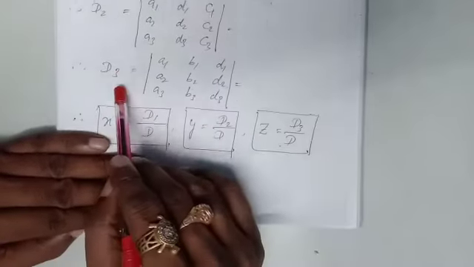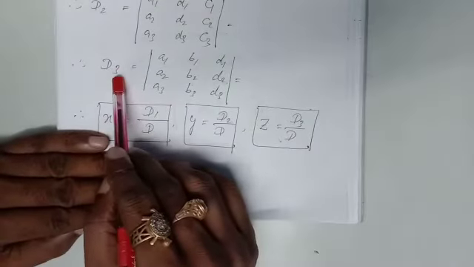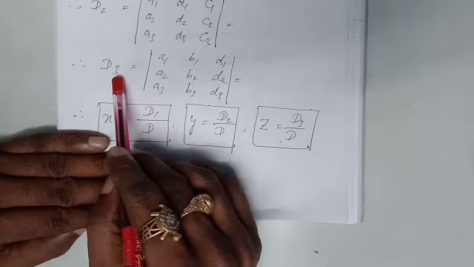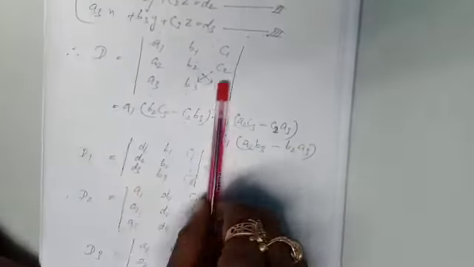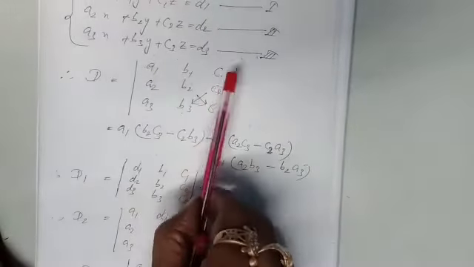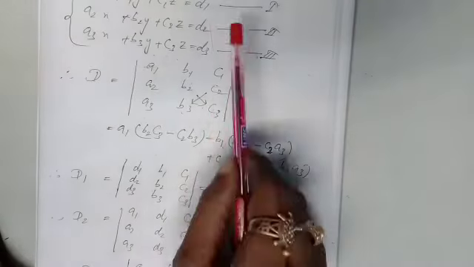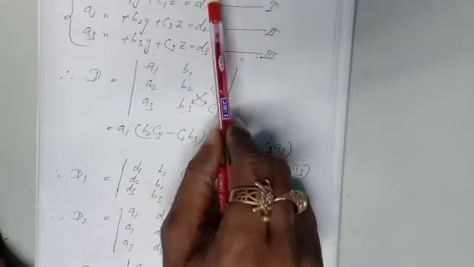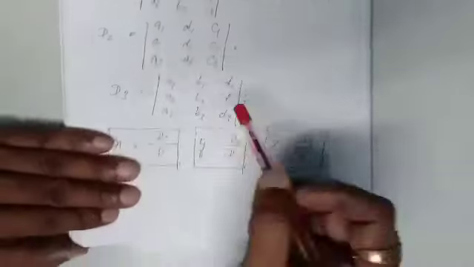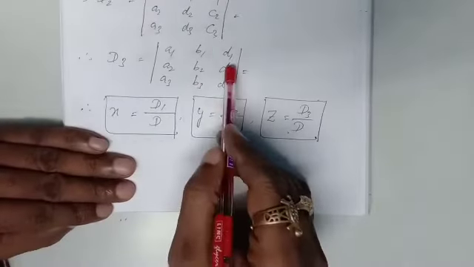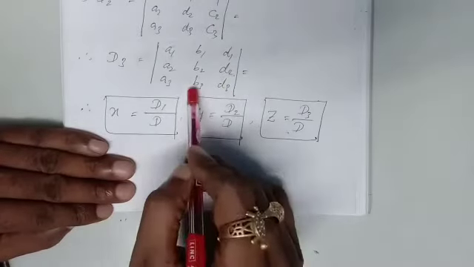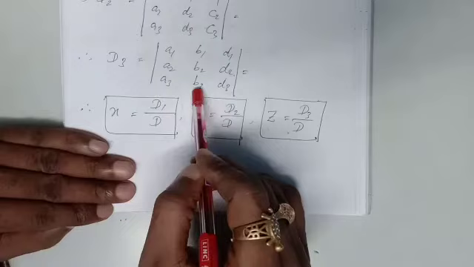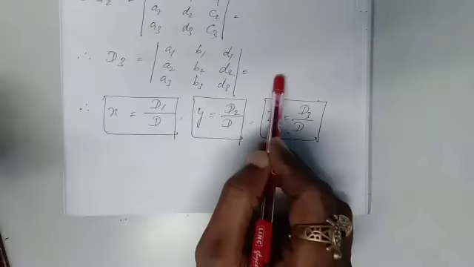Next you have to write D3. As it is considered a three variable system, you have to write D3; for two variables you write only up to D2. So D3 follows the same process. From the D determinant, the third column will be replaced. The third column c1, c2, c3 will be replaced by the right hand side numbers of the equations, d1, d2, d3. The remaining first and second columns are unchanged, that is a1, a2, a3, b1, b2, b3. In this way you evaluate and get some number.